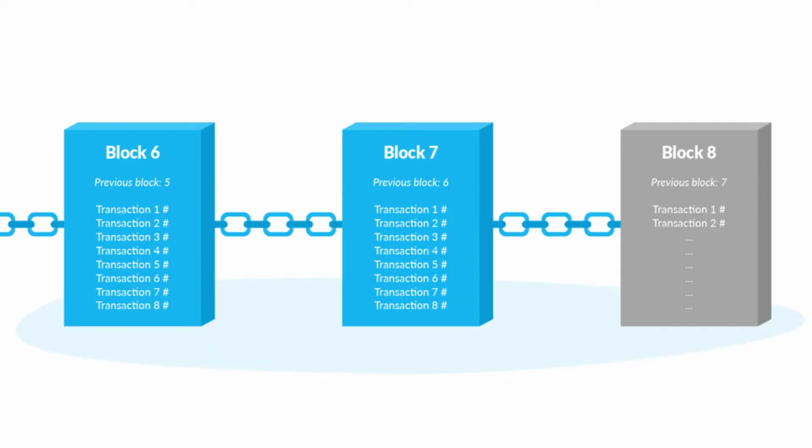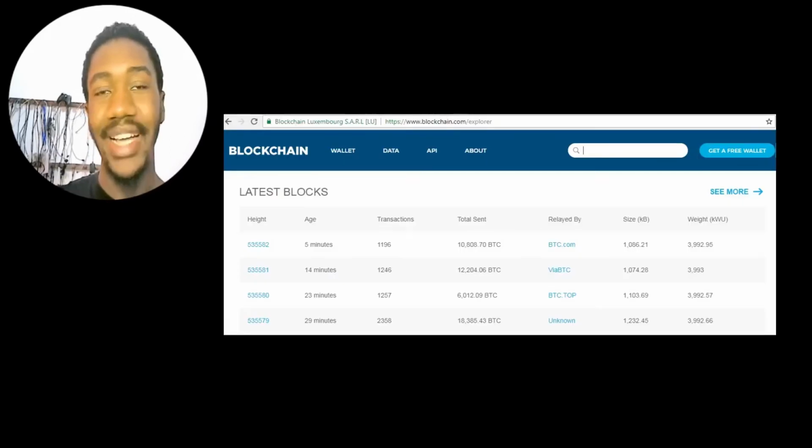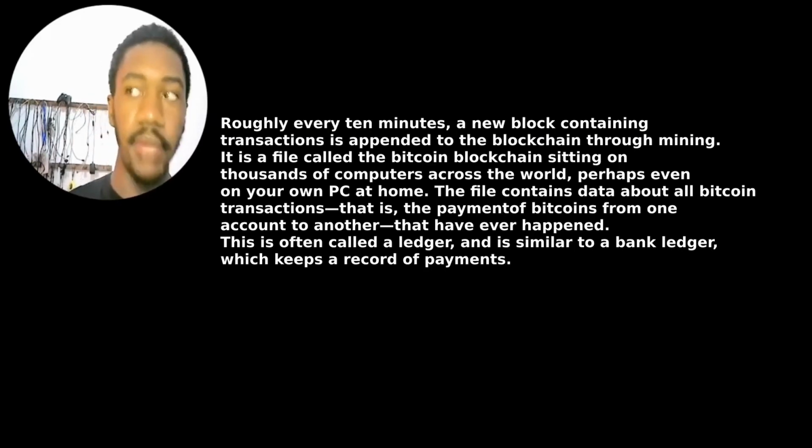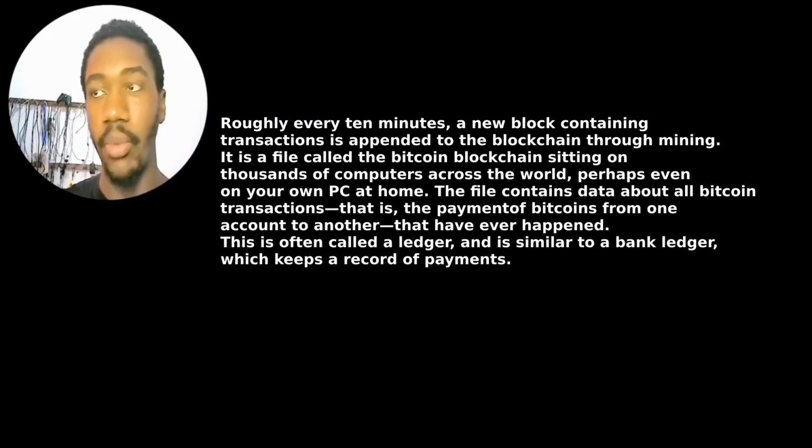A blockchain is made up of blocks. A block is a record in the blockchain that contains and confirms many waiting transactions, as shown in a link that I'm going to provide, so you can find it in the description. That is blockchain.com, where you can find many transactions every single second. Roughly every 10 minutes, a new block containing transactions is added to the blockchain through mining.